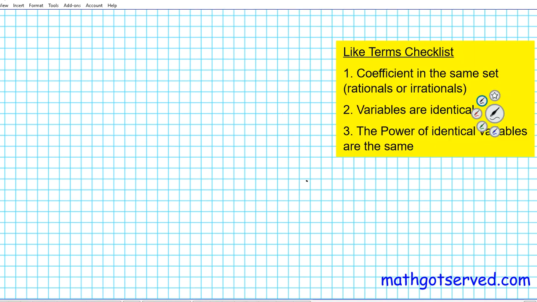Alright, the instruction for the examples that we're going to be working on is as follows. We are to simplify the following if possible. For question number 1, what if we were to simplify the sum of monomials 8x plus 7x?